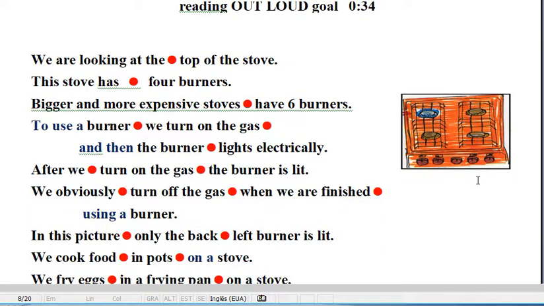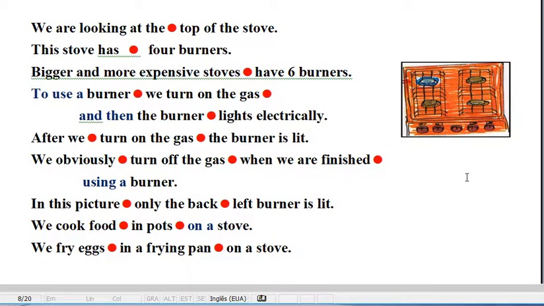Reading out loud goal. Okay. We're looking at the top of the stove. This stove has 4 burners. Bigger and more expensive stoves have 6 burners. To use a burner, we turn on the gas and then the burner lights electrically. After we turn on the gas, the burner is lit. We obviously turn off the gas when we are finished using a burner. In this picture, only the back left burner is lit. We cook food in pots on a stove. We fry eggs in a frying pan on a stove.